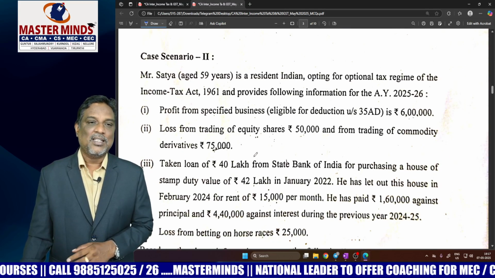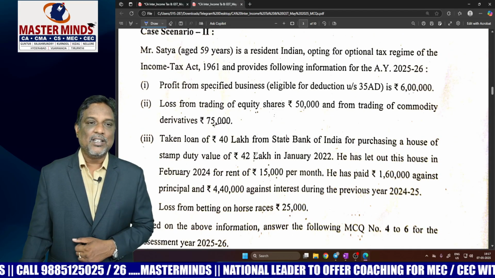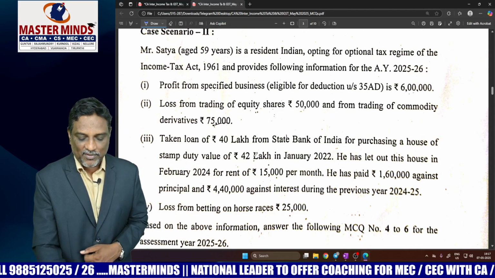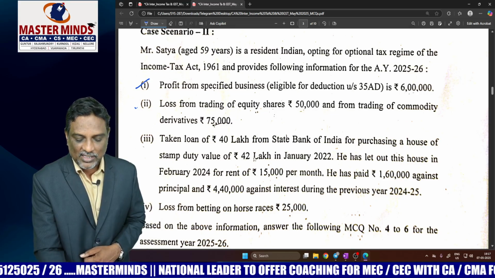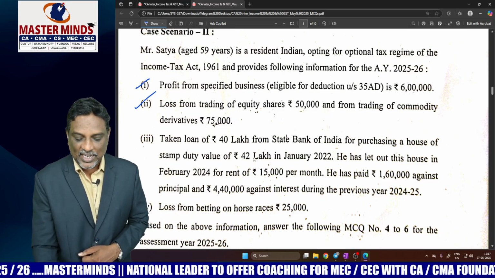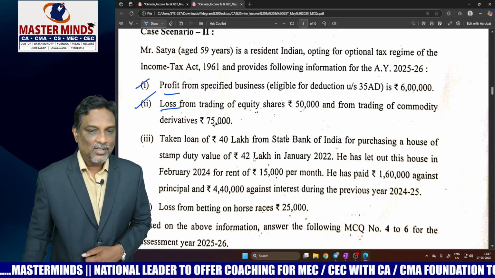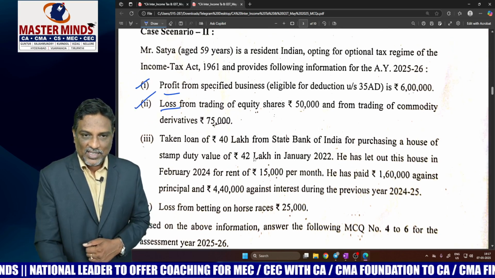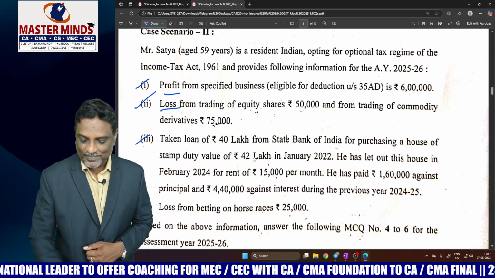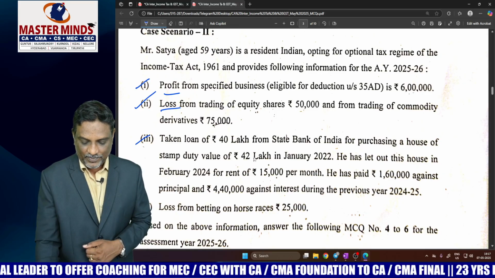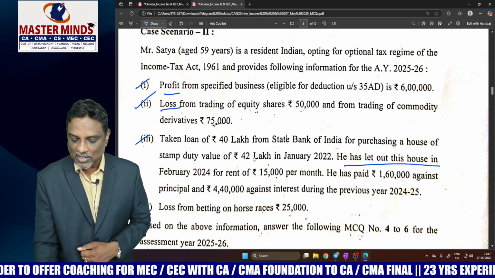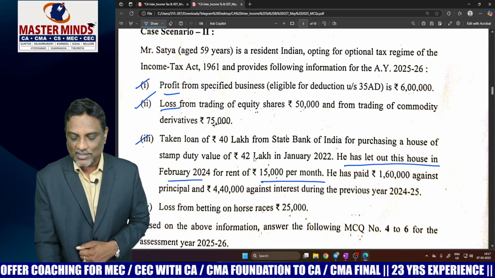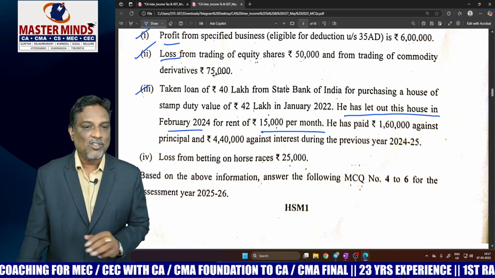Okay. Next, again, second scenario question. Here also information is provided. First one is PGBP. Second one is also PGBP. One is profit, another one is loss, and it can be set off. And the last one is house property. He let out this house property at 15,000 per month. Then information relating to house property.